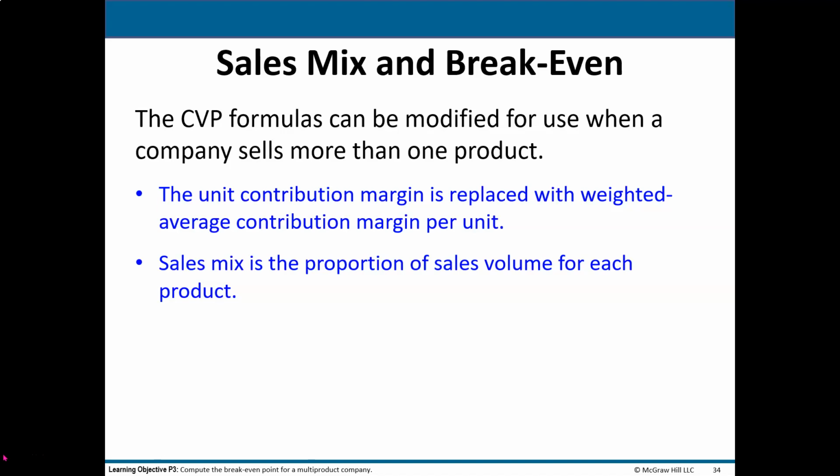For example, if a company normally sells 1,200 footballs and 800 basketballs each month, we're going to have a sales mix of 60% footballs and 40% basketballs. Now, how do we do that? Well, out of our total sales of 2,000 units, 1,200 are footballs and 800 are basketballs, so we're going to proportion that out. In this case, the sales mix is going to be 6 footballs to 4 basketballs.